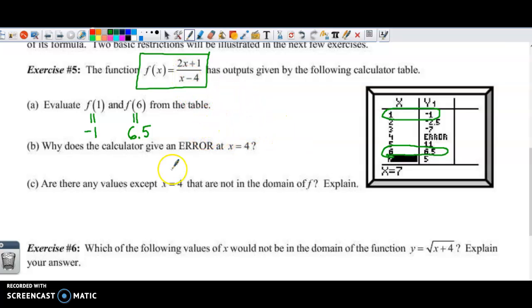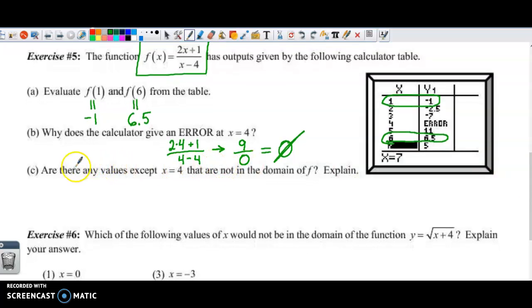And what you could try and do is just plug in 4 in for both of those x's. And when you do that, I'm just going to draw an arrow right here because it's not quite equal, is 2 times 4 is 8 plus 1 is 9. You're dividing by 0. And dividing by 0 is undefined. We cannot divide by 0, so that gives us an error in the calculator.